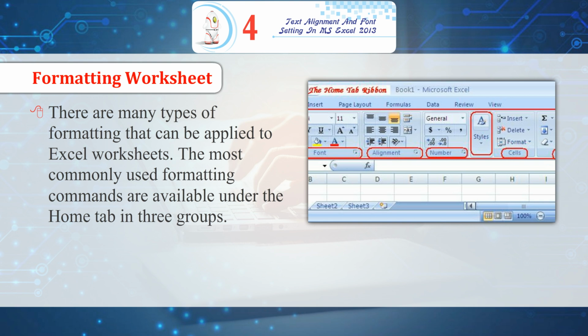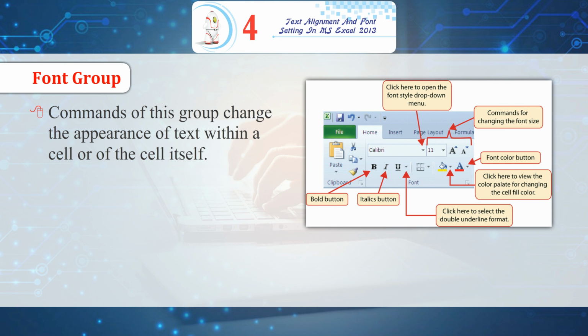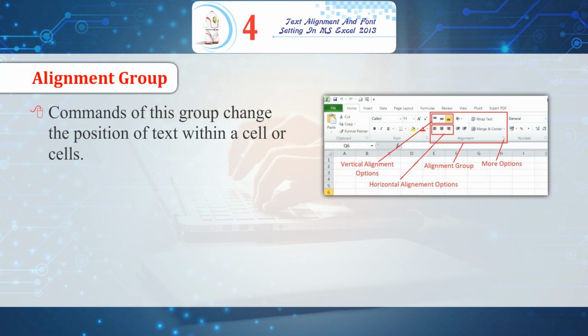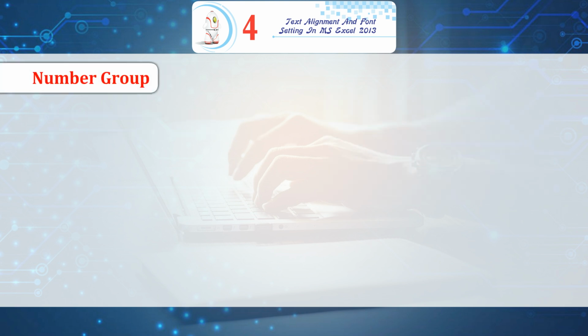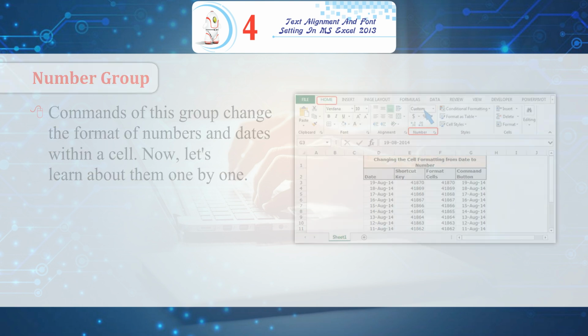The most commonly used formatting commands are available under the Home tab in 3 groups. Font group: commands of this group change the appearance of text within a cell or of the cell itself. Alignment group: commands of this group change the position of text within a cell or cells. Number group: commands of this group change the format of numbers and dates within a cell. Now let's learn about them one by one.